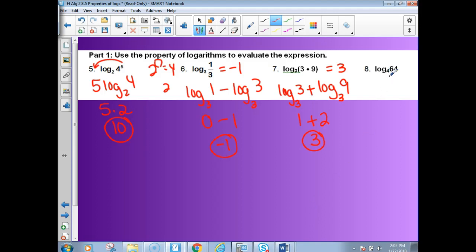All right, and this one, I don't think there's any other way I would do this one besides doing 4 to what power is 64. That would be 3. Okay. I think what they're expecting us to do here, I thought of something earlier, but I think I'm going to leave that one at that, because that's how I would expect you to do it.